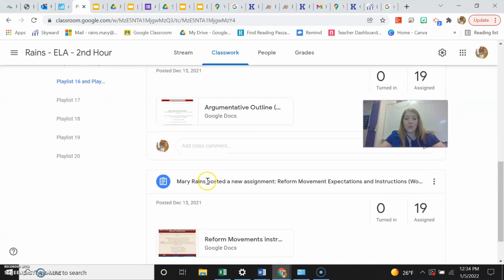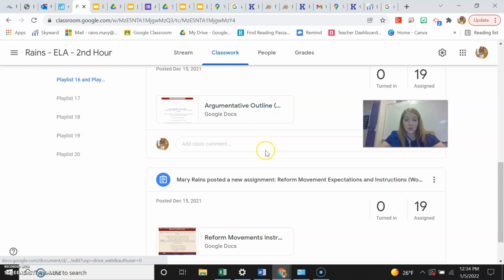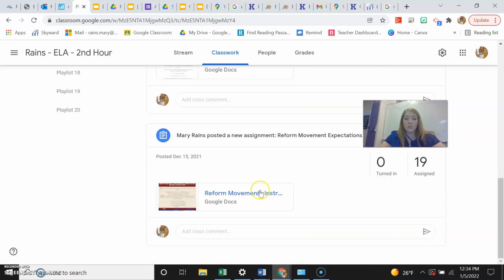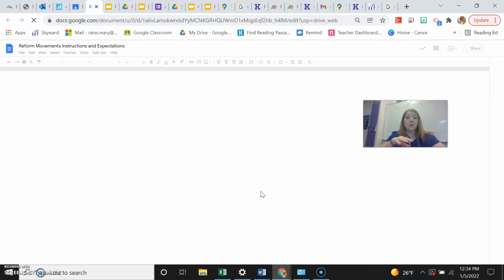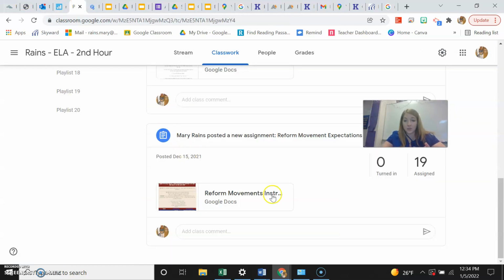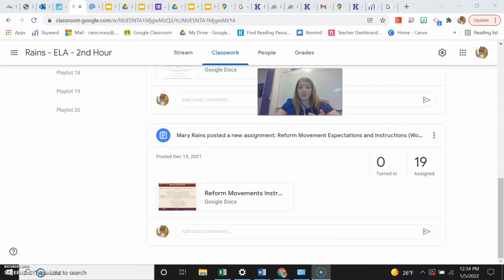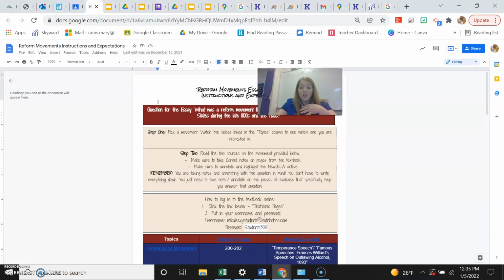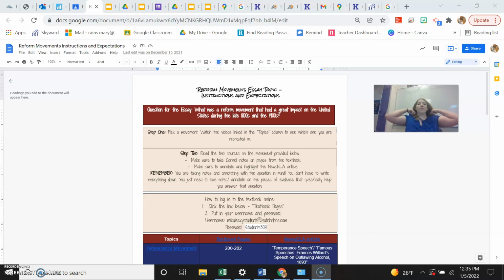So now that we went through that, I'm going to quickly show you what you're going to be doing first. You're going to work on worksheet 1 first, and that's on Google Classroom. It's called Reform Movement Expectations and Instructions, worksheet 1. Looks like this. So you're given the question. You're just going to go in order.